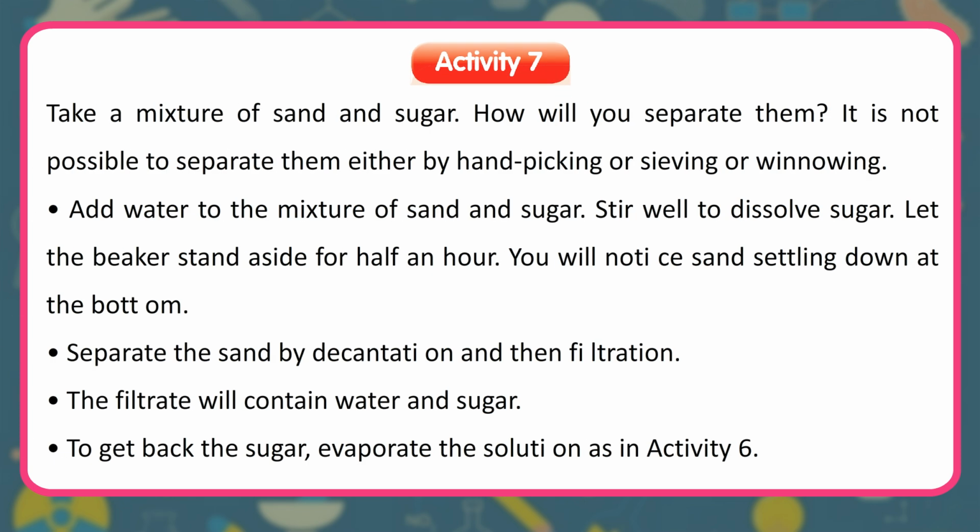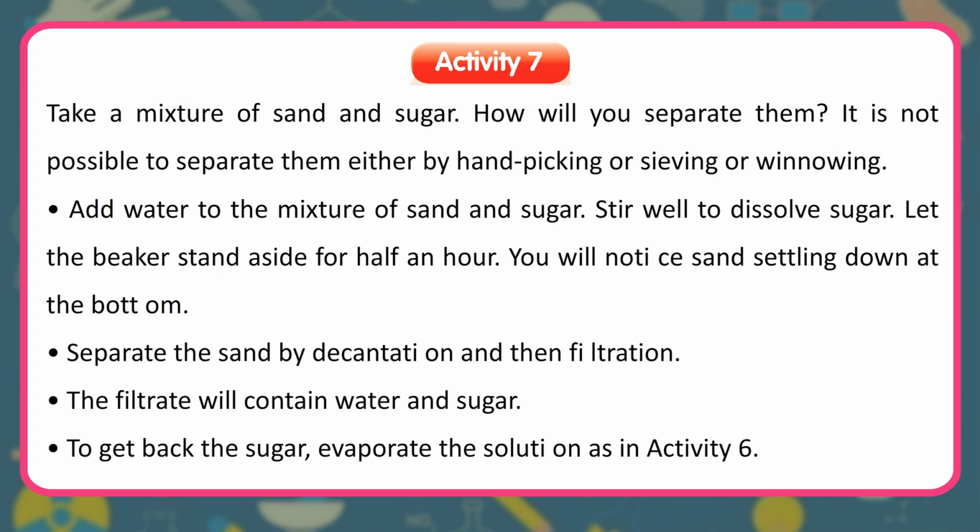Activity. Take a mixture of sand and sugar. How will you separate them? It is not possible to separate them either by hand picking or sieving or winnowing. Add water to the mixture of sand and sugar. Stir well to dissolve sugar. Let the beaker stand aside for half an hour. You will notice sand settling down at the bottom.